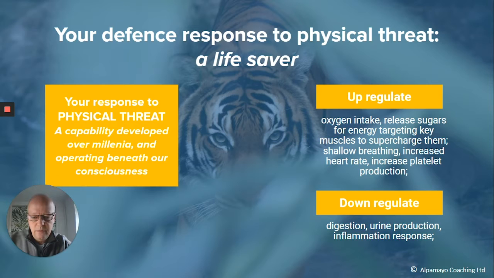So the things that will happen to us on being threatened, for example, of a physical nature, will be that our bodies will concentrate on those things that are essential to respond to the threat. So increasing oxygen uptake, releasing sugars for energy. So our muscles effectively become supercharged. We adjust our breathing to use the oxygen efficiently. We increase the heart rate to get the blood around faster. And in case of injury, there's the increased capacity for clotting. Equally, we stop doing things that are physically irrelevant in that moment of threat. So things like digestion, urine production, inflammation, and many other things become sort of inconsequential. So our body basically shuts those down.